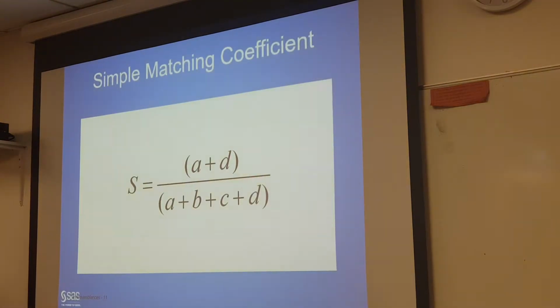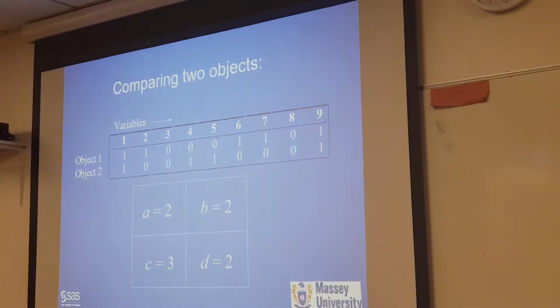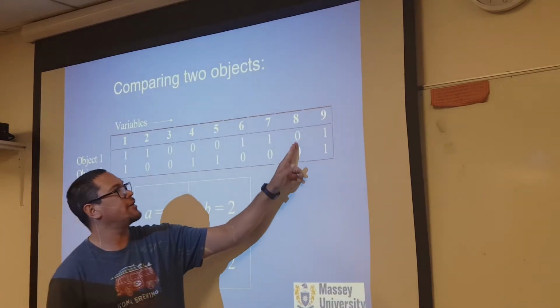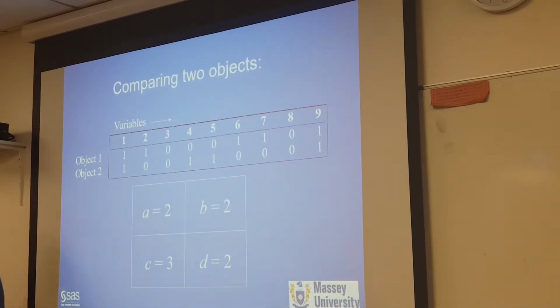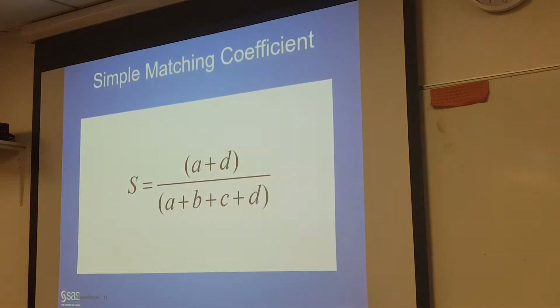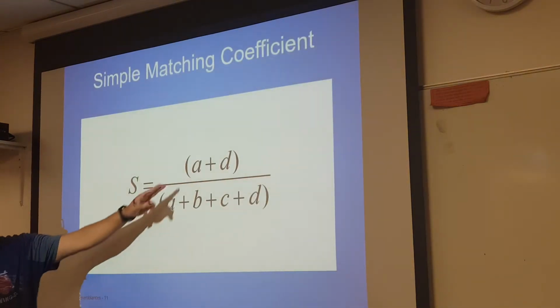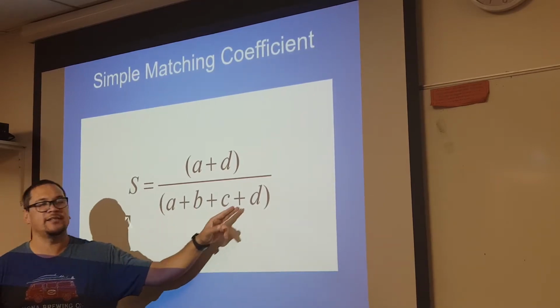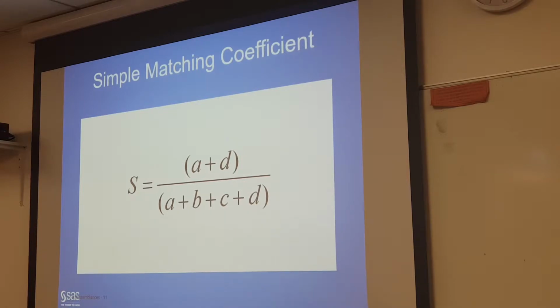So one measure of how similar these objects are would be to see, given we've got 9 different variables, how many times did they match up? Well, they matched up here, here, here, and there. Out of how many? Well, there were nine variables. That's what your simple matching coefficient is: the times they were similar, A and D, versus all of the columns, A, B, C, D. So the sum of A, B, C, D is, of course, just the number of variables you're looking at.